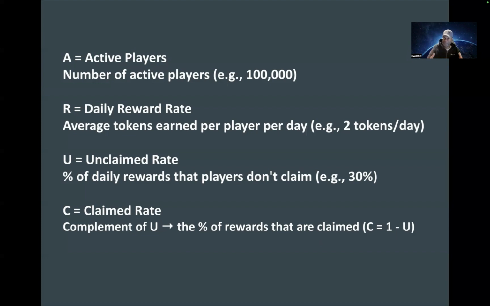U is the unclaimed rate. This is the percentage of players who don't log in. The 24-hour period goes through, and for whatever reason they missed the day and didn't get their claim. Then we have the complement of U, the percentage of the rewards that are claimed, and then we have this value here. It'd probably be good to have another video just on the mathematics, the equations that are designed before the code is actually written, but that might be another course altogether.